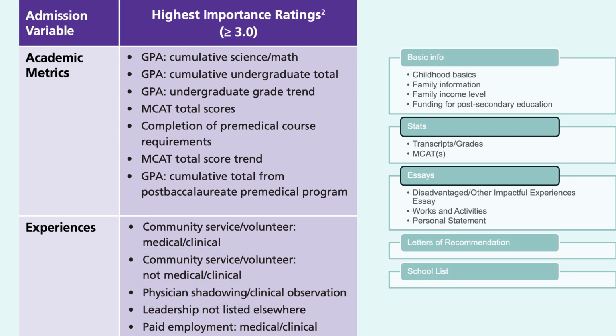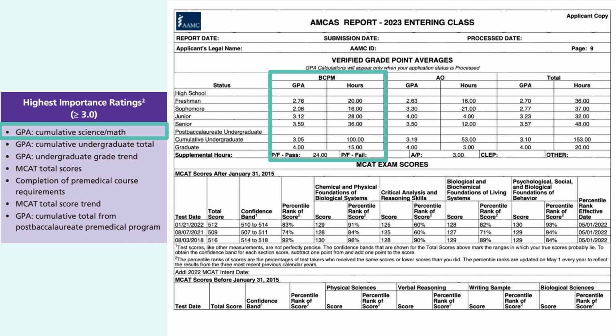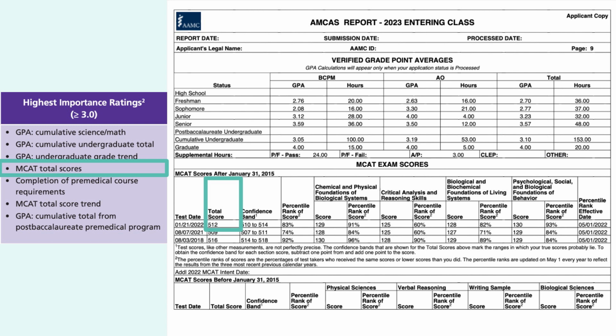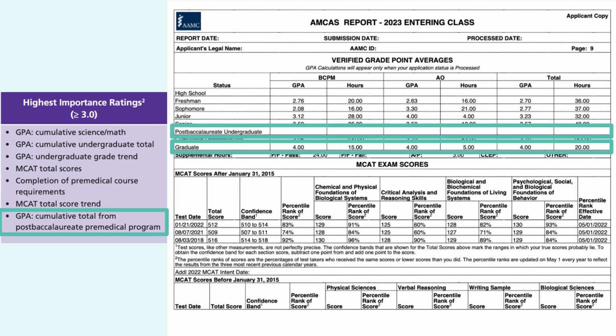And I want to note that it's not that the other items in the other categories don't hold any value whatsoever, but it's worth identifying what will give you the biggest bang for your buck in terms of your time commitment and benefits your application. So again, looking at the academic metrics first, where these line up on your stats summary sheet, first priority is the biochem, physics, and math cumulative GPA, then your overall cumulative GPA, your GPA trend, then MCAT total, then, assuming you've completed the majority of your pre-med prerequisite course requirements, your MCAT trends, and lastly, pre-med post-bac work.